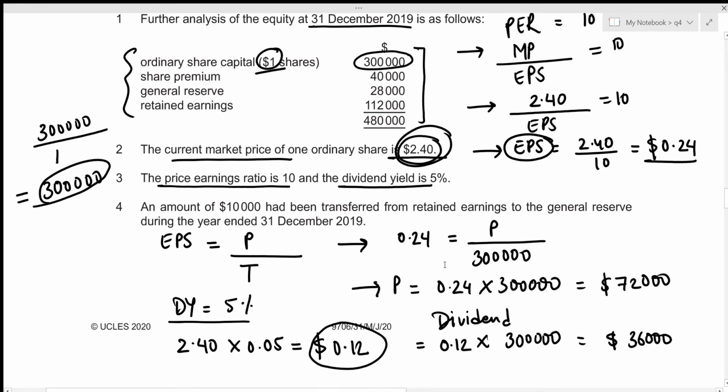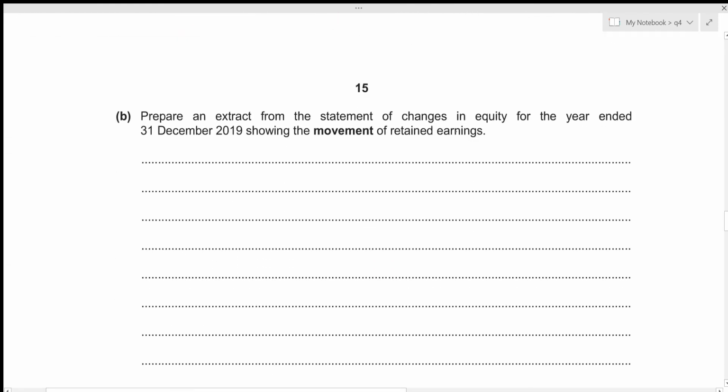So since we figured out our profit for the year, the dividend paid for the year, and we're already given the transfer amount of 10,000, now we can easily move towards preparing the extract from the statement of changes in equity for only the retained earnings section. Let's do that. Okay, so we will start with our opening balance. That would be retained earnings at 1st January 2019. Then we will add our profit for the year.